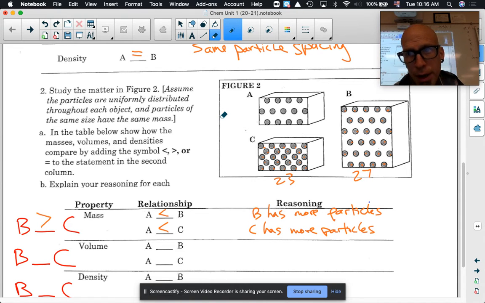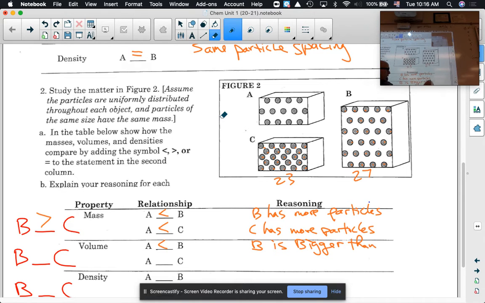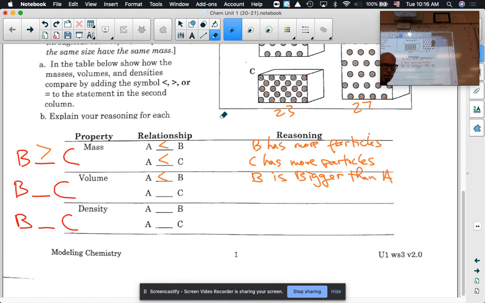How do A and B compare volume-wise? Hopefully you can see clearly that B has more volume than A. How do you know? B is bigger than A. And I think my face is probably cutting off that bottom part there.